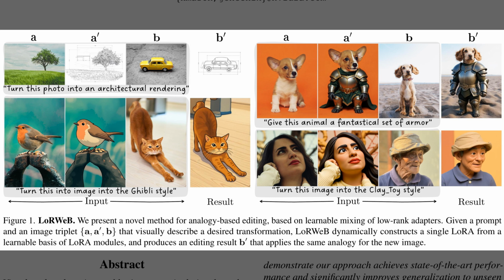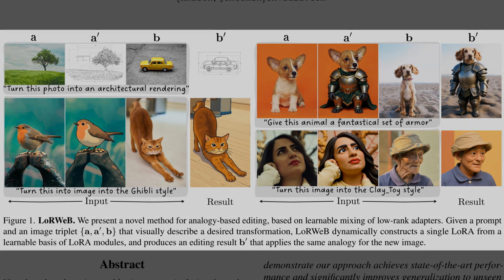Meanwhile, the top right example shows it can also handle complex object insertions, like adding armor to a pet, which would be difficult to specify purely with text.